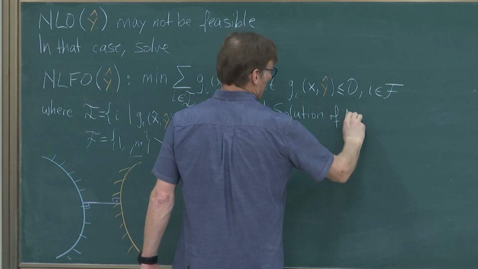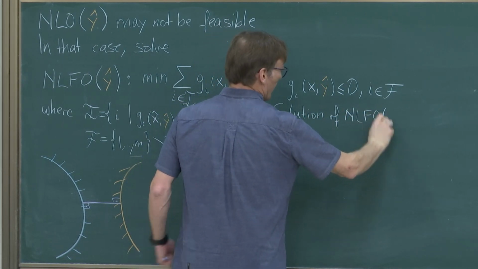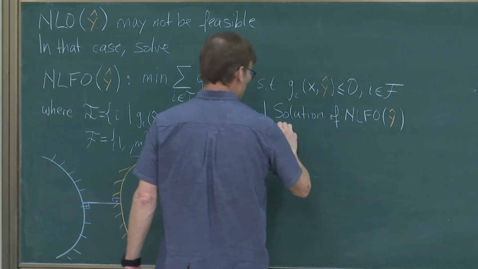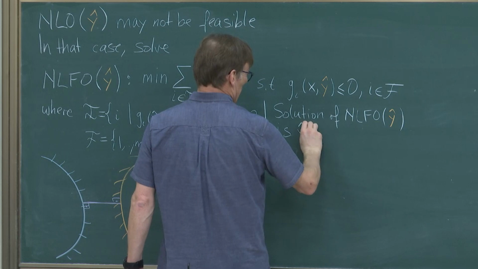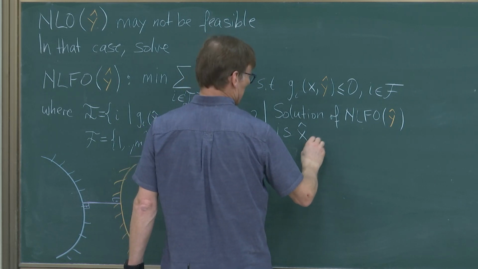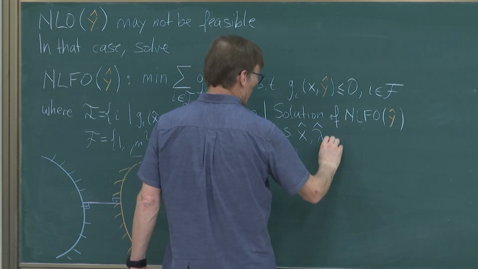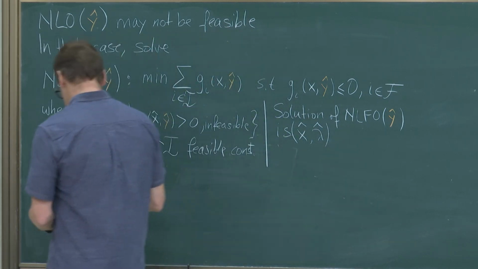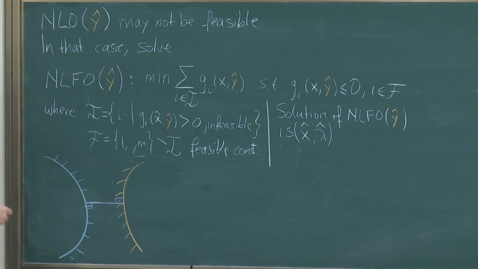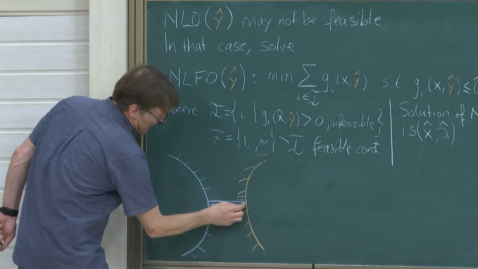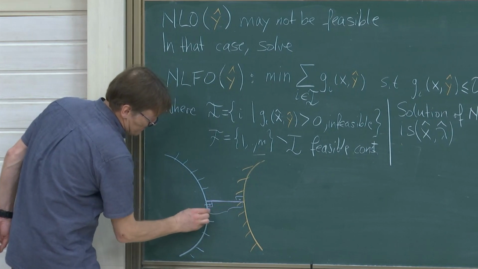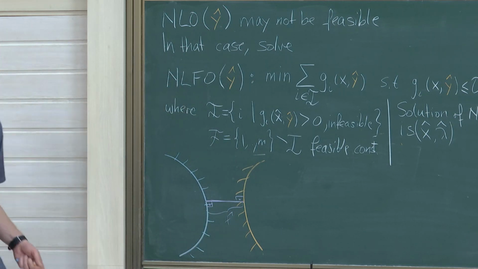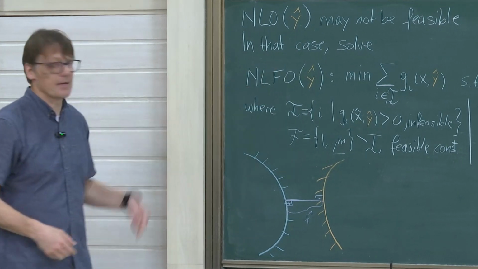So the solution to this problem, if we solve it, this will give us a solution of NLFO of y hat, which is x hat. We again get multipliers, and this solution is any point. In this case, any point along this line would be a suitable solution. So the solution is not unique.